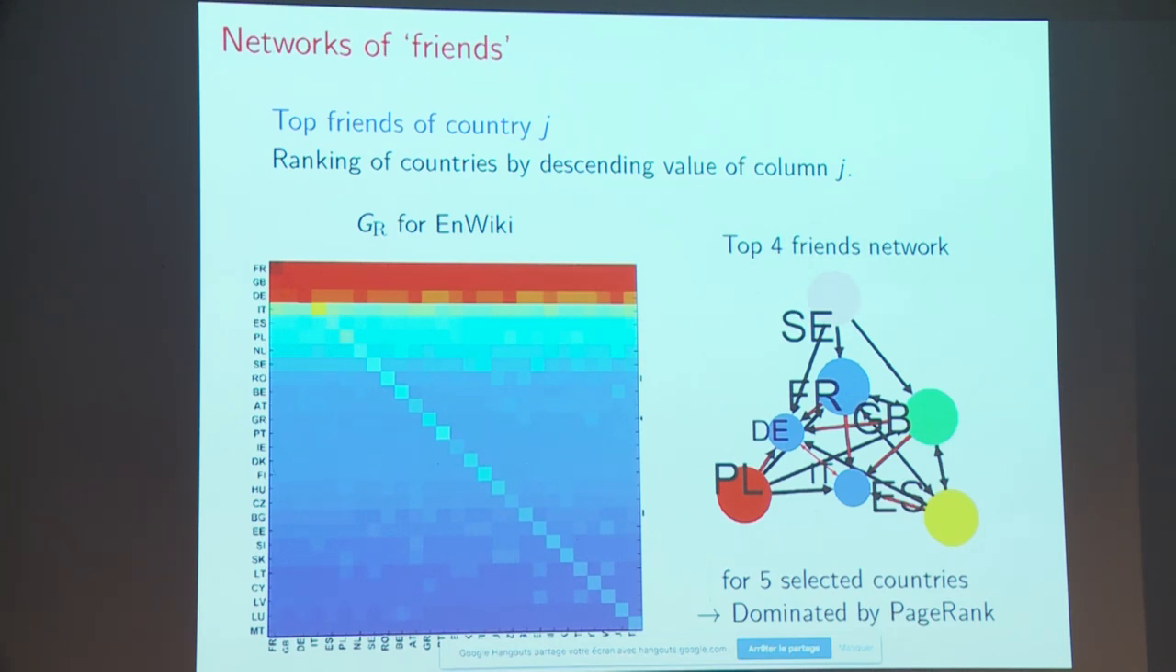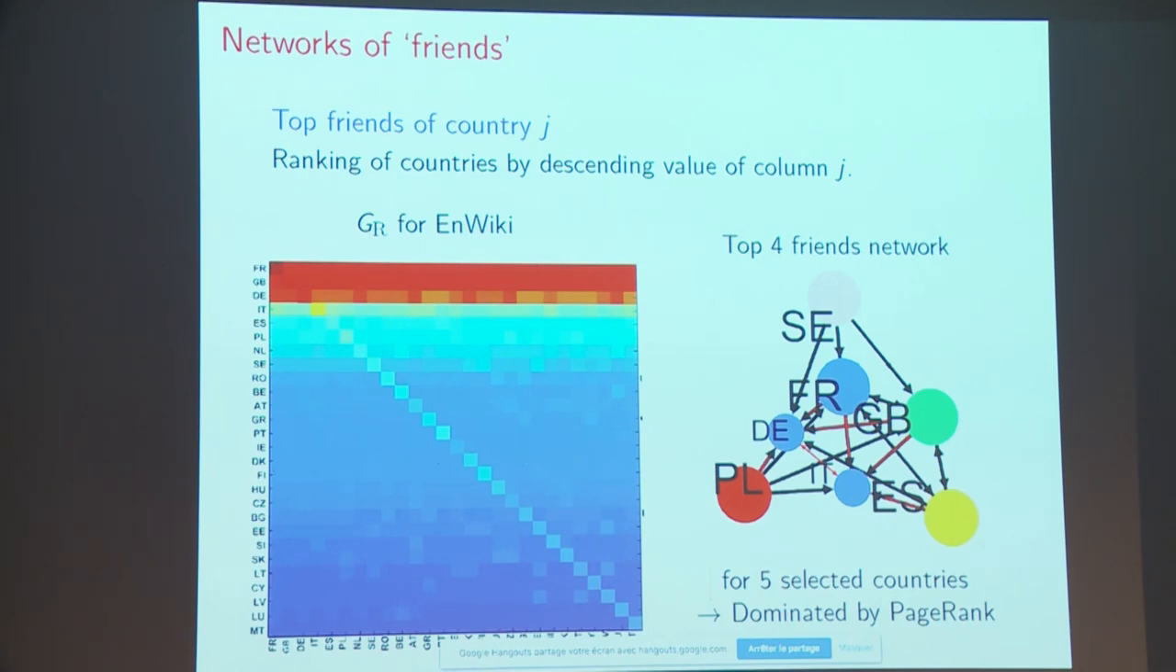I've selected five countries in Europe, which are Sweden, France, Great Britain, Spain, and Poland. These five countries are identified as the most influential ones in terms of PageRank for the sets of countries that entered Europe at the same time. So for the founders, we have France, then Great Britain joined, then a set of countries joined Europe with Spain and another set with Sweden, etc.